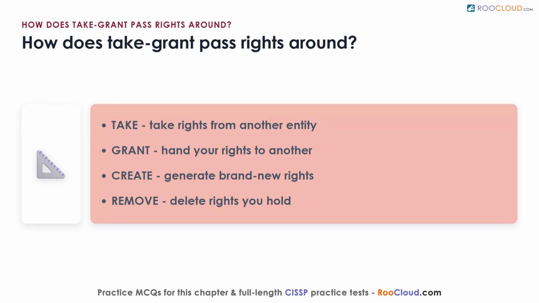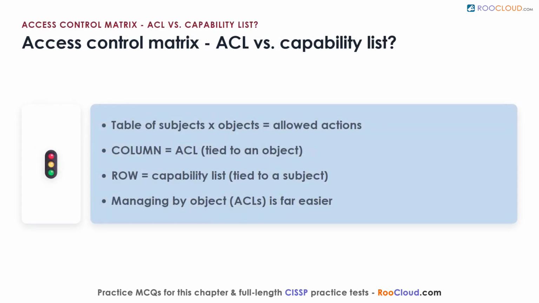What is an access control matrix, and how do ACLs and capability lists differ? An access control matrix is a grid mapping subjects against objects, laying out precisely which operations each subject is permitted on each object. Read it one way and you get 2 different structures. Reading down a column gives you an access control list, which is tied to an object and names every subject's allowed actions on it. Reading across a row gives you a capability list, which is tied to a subject and names every object it can touch.